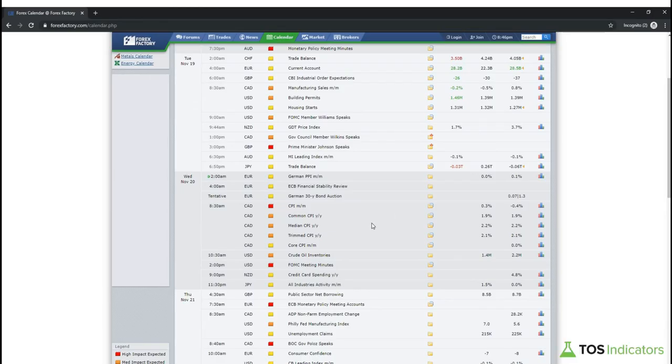So once again, tomorrow on the calendar, we have a few different things that call for your attention. The crude inventories report if you trade crude, and then the FOMC meeting minutes.